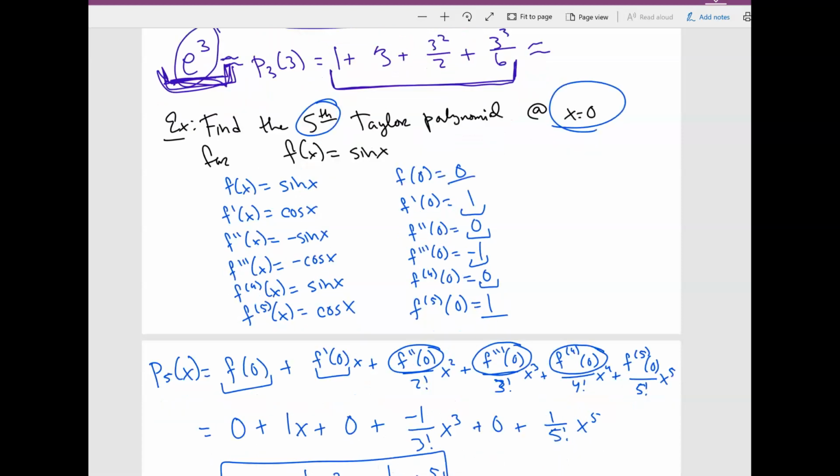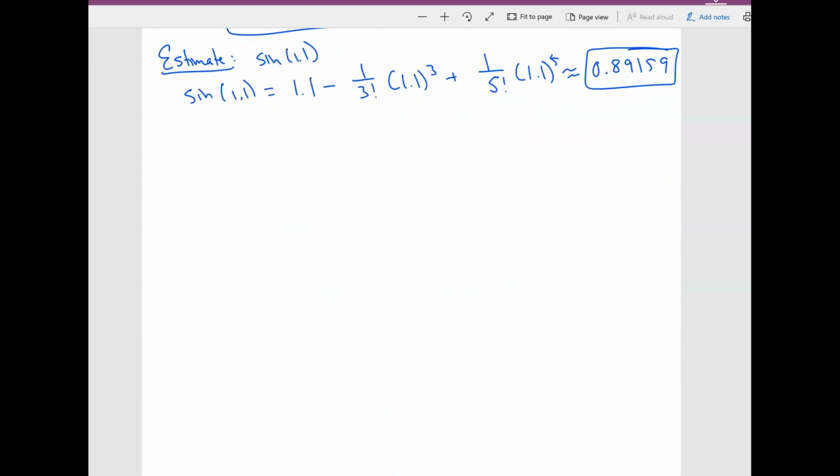Okay. So Taylor polynomials, as you can see in the previous problems that we've done, have been centered at 0, but they don't necessarily have to be centered at 0. Taylor polynomials don't have to be centered at 0. They can be centered at any other value.